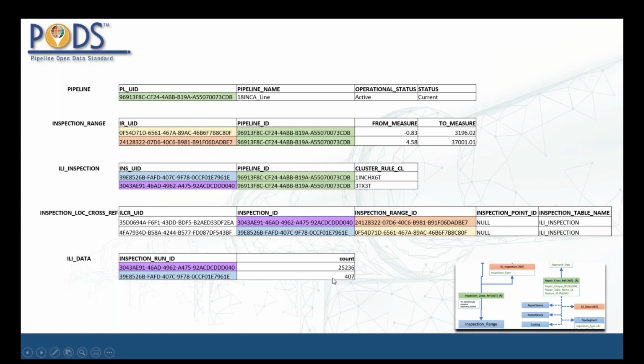And then the ILI data is just summarized by count. I don't actually show all the records, but I just show that each one of those records, again, references back to the run that it belongs to.